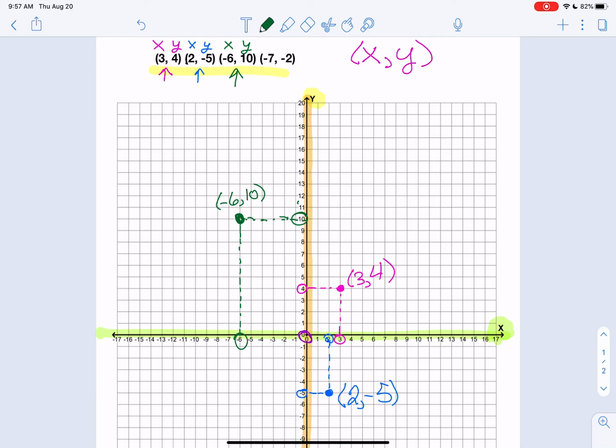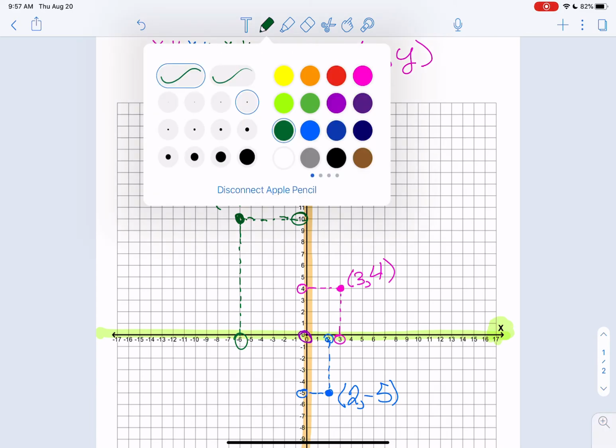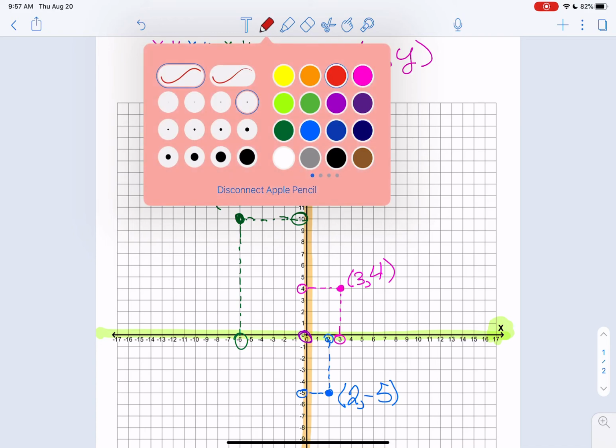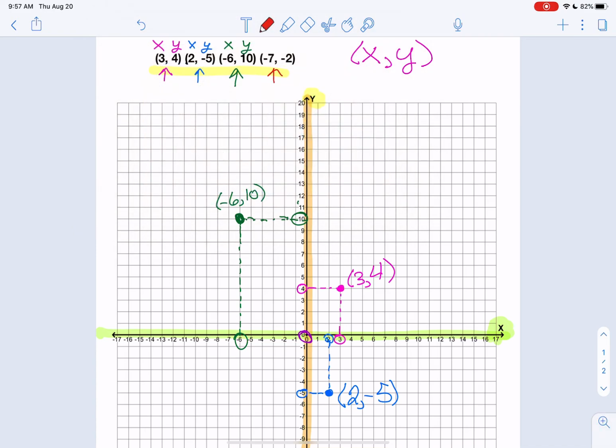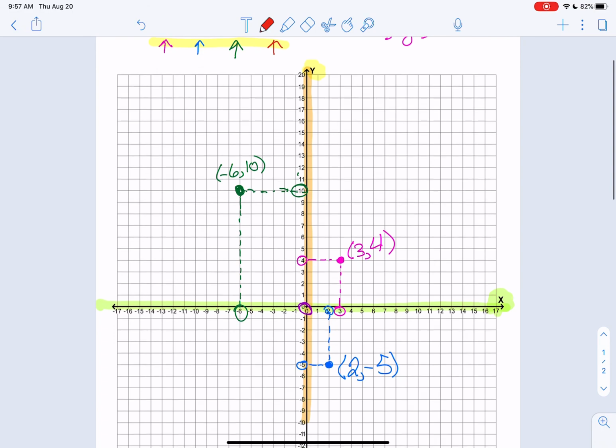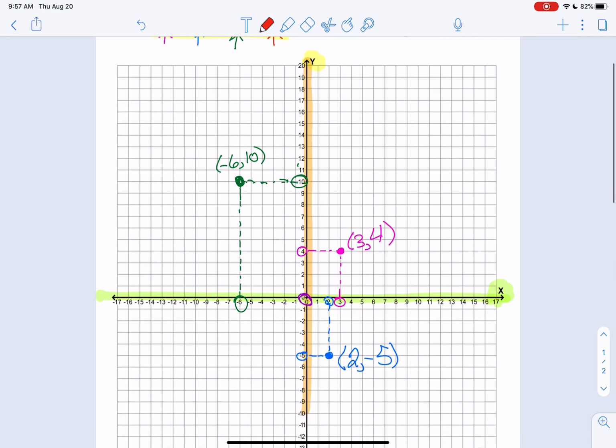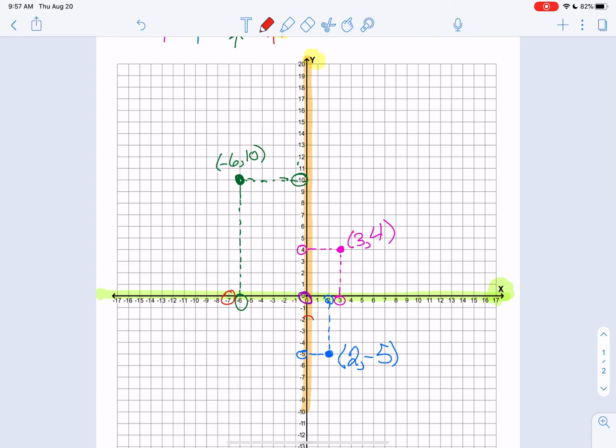Okay? And then last but not least, we have -7 and -2. So -7 is going to be my X and -2 is going to be my Y. And you notice this time X and Y are both negative. So we're going to be looking to the left of the (0, 0) on the x-axis, and below the (0, 0) on the y-axis. X is -7, so that's going to be right here. Y is -2, that's going to be right here.